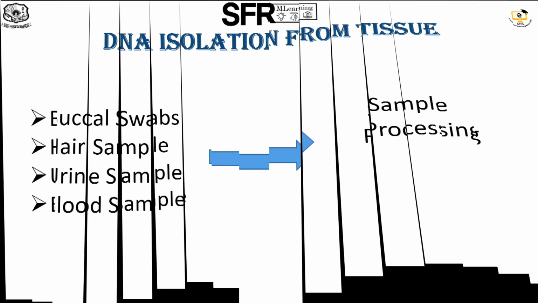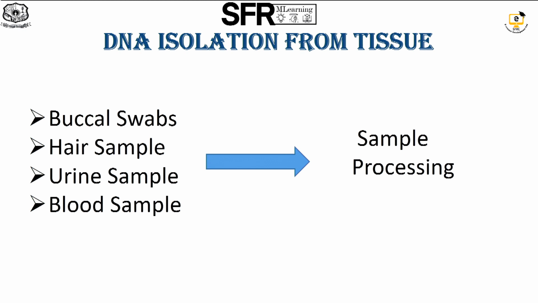So for doing this DNA isolation, various source samples we can take. Usually in forensic science, we will take the animal tissue as a sample. So animal tissue could be a buccal swab, hair sample, urine sample or blood sample. Other than that, we can also use the serum sample. The processing of the sample will vary depending upon the source of the sample we are using for DNA extraction.